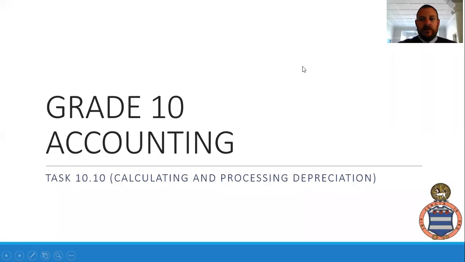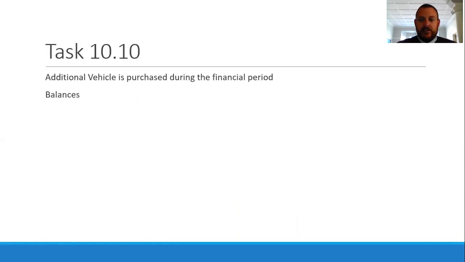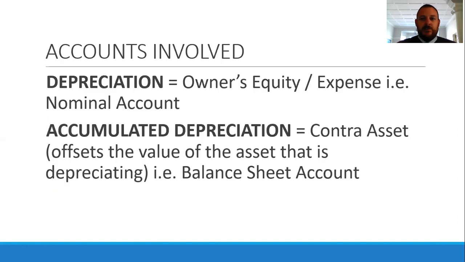Right, morning guys. This is going to be a short video looking at task 10.10. What's interesting here, guys, is that an additional asset has been purchased during the financial period. So that's something to note in this question, which we'll have a look at shortly. And then the other thing is you'll notice that there are balances, okay, which is different to the previous task that we dealt with.